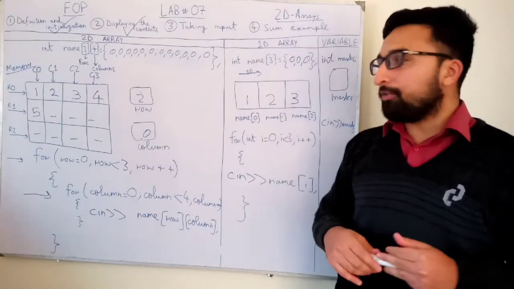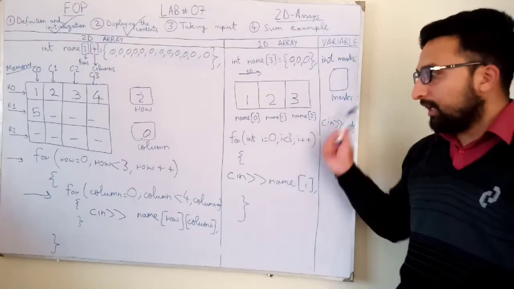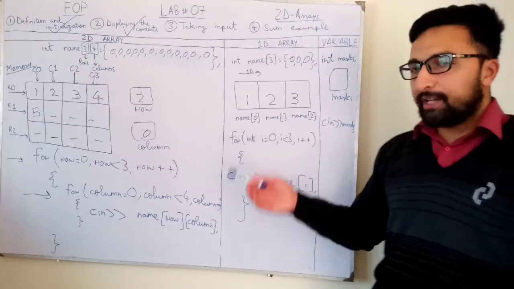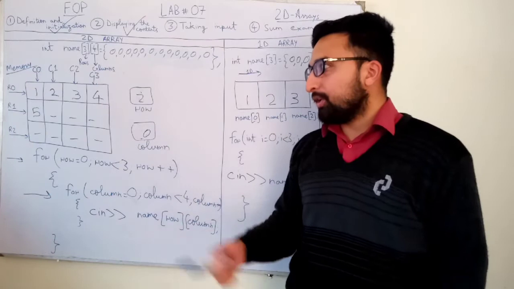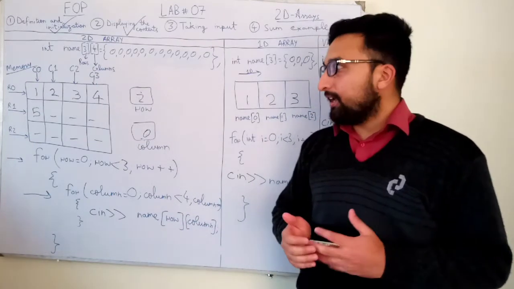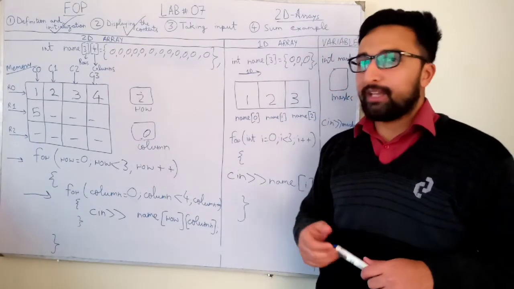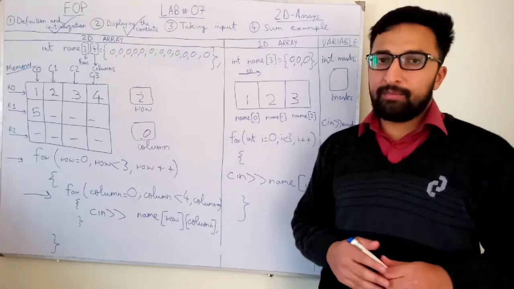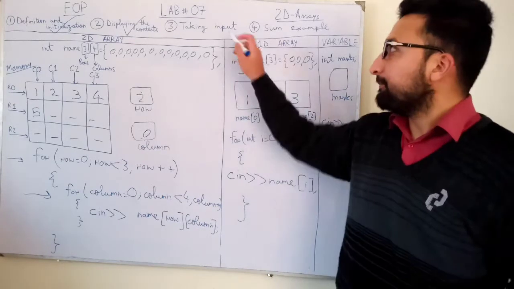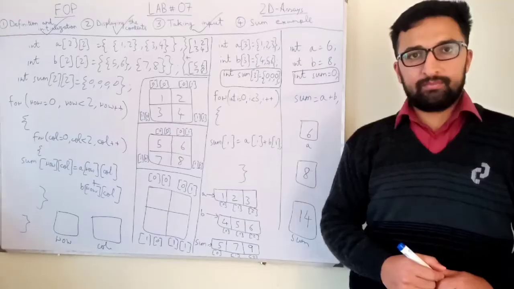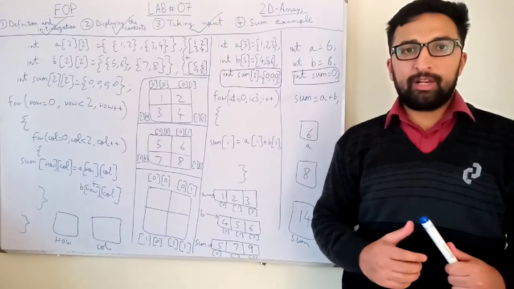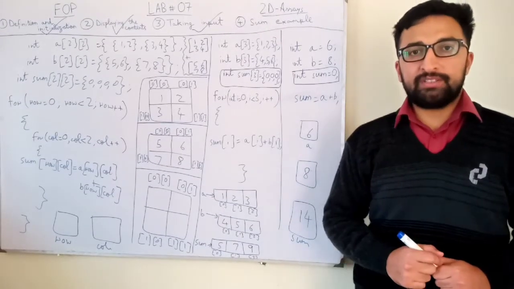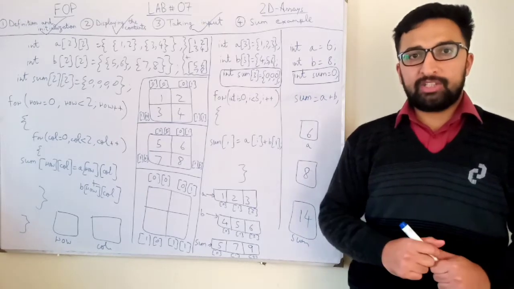Just building on the concept of how we take input in a variable, how we take input in a one-dimensional array, and how we take input in the elements of a two-dimensional array, we have established how we can take input in the elements of a two-dimensional array. Now we look at a small example of how we can sum two different matrices using two-dimensional arrays.